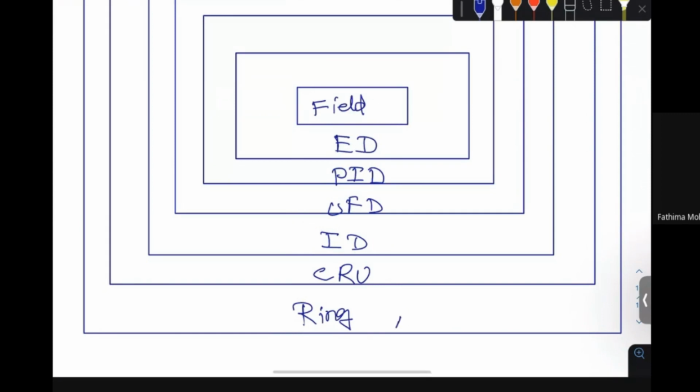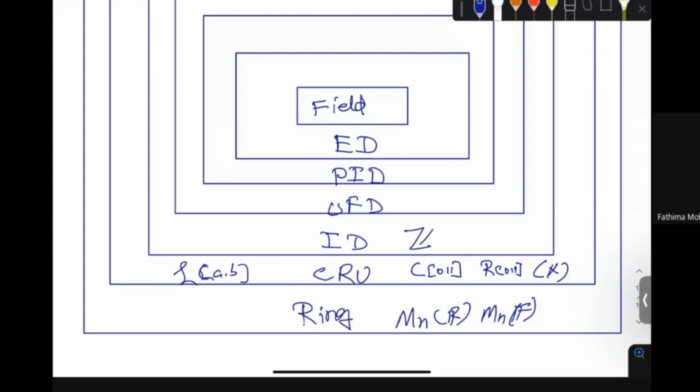So here the matrix rings will come: M_n(R), M_n(F). These are the things that come. Here C[0,1], Riemann integrable functions, okay. In general C(X). Here, if you know about Lebesgue, L^p will come. In the integral domains, Z will come, of course. Z will come here also. Z[x] will come here. F[x] will come here.